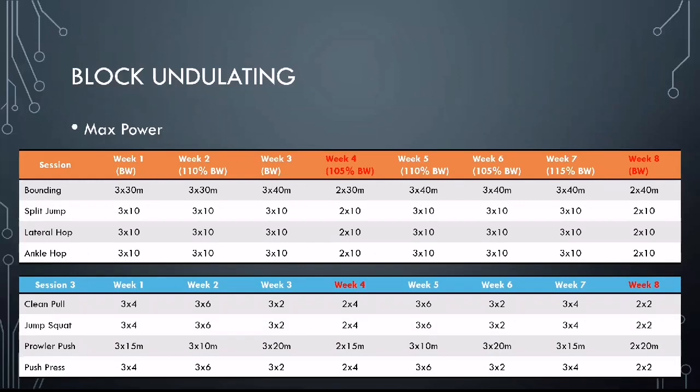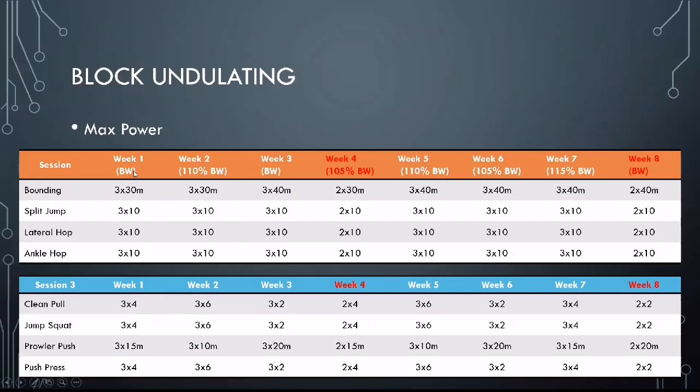This is an example of a block undulating method. Over here, I'm focusing on the maximum power. So you can see that for both sessions and throughout the 8 weeks, I'm focusing on the lower limb muscular power of the athletes, but the intensity differs every week and on each session, right? And the progression is not as gradual as the linear method.